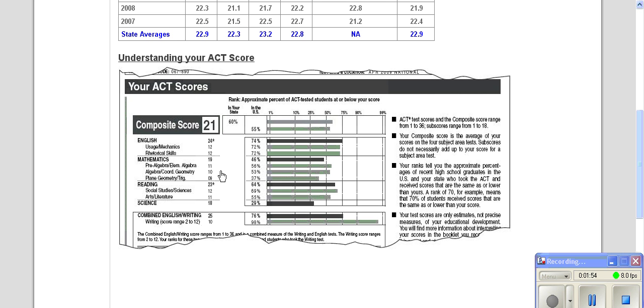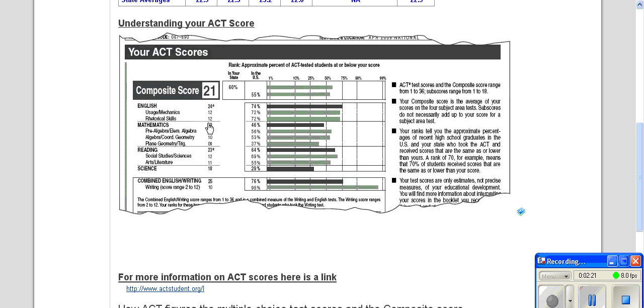And your reading score is 23 in this case, and it's broken down into the 2 subgroups. And then we have a science score, and there are no subgroups for the science. And then we also have the combined English and writing score. And then down below you have your writing score, in this case of 10, and that's on a scale of 2 to 12.